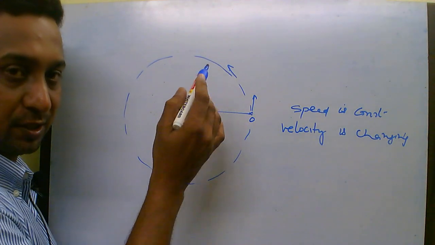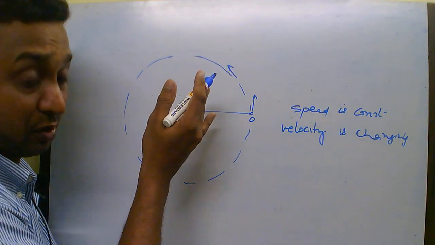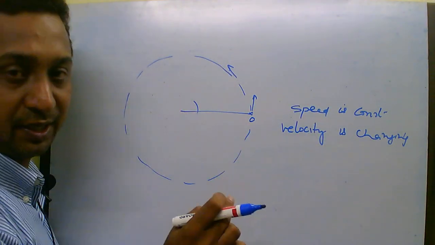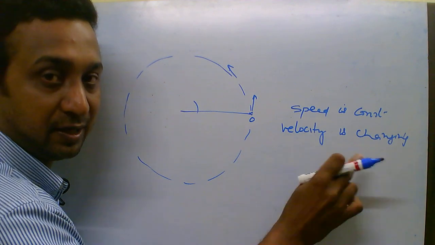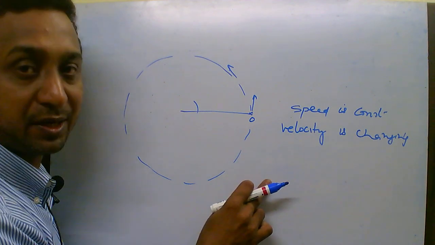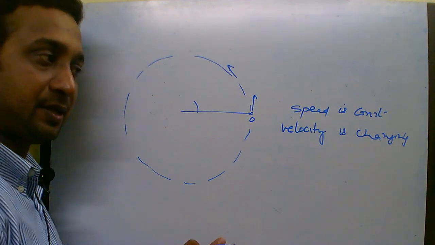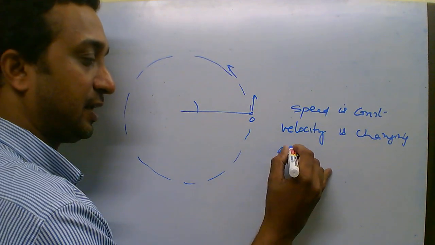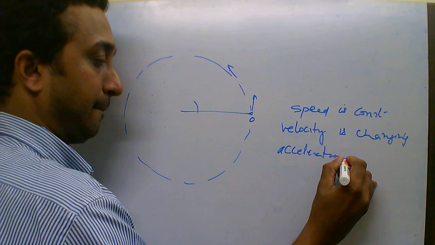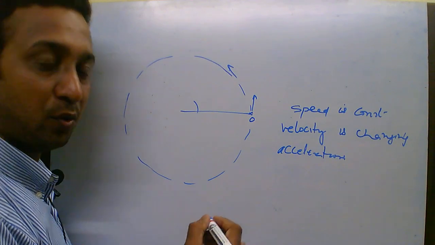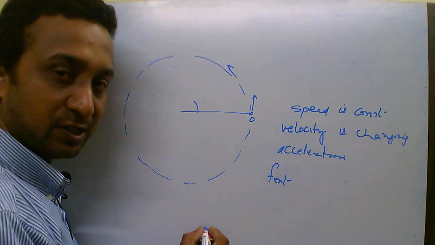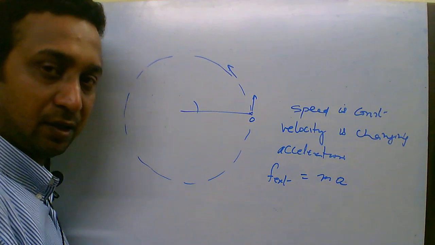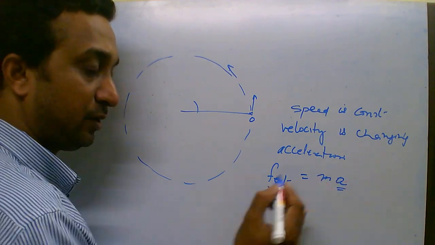So speed is constant because it covers equal distance in equal intervals of time. The magnitude is always the same, but velocity depends upon magnitude and direction. Even though the magnitude remains the same, the direction is changing, so velocity is changing. And if the velocity is changing with respect to time, you can say acceleration is there. Acceleration can happen only if an external force acts over it, as per Newton's law: F external is equal to m times a. So an external force must be acting to produce this acceleration.